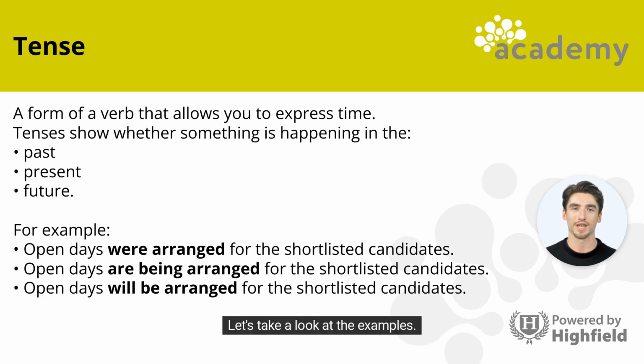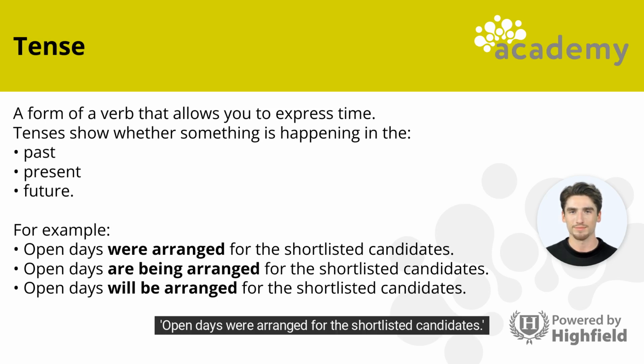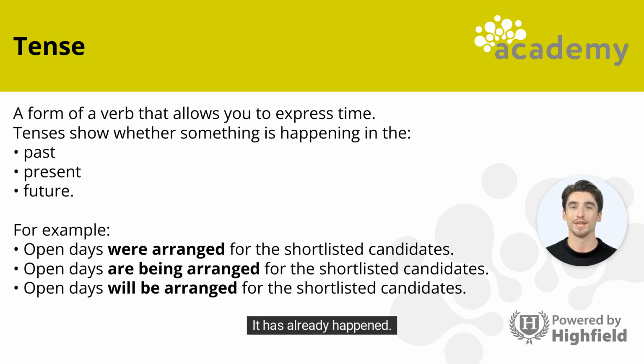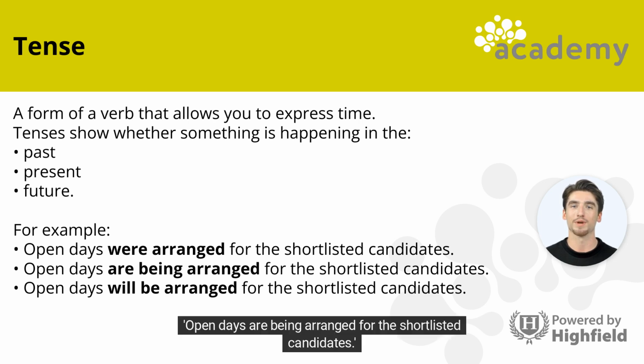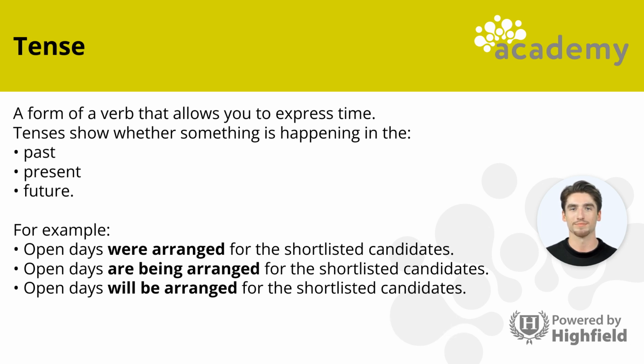Let's take a look at the examples. Open days were arranged for the shortlisted candidates. This sentence is written in the past tense. It has already happened. Open days are being arranged for the shortlisted candidates. This sentence is written in the present tense. It is something that is happening now.